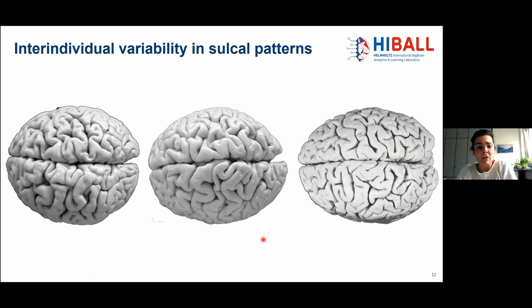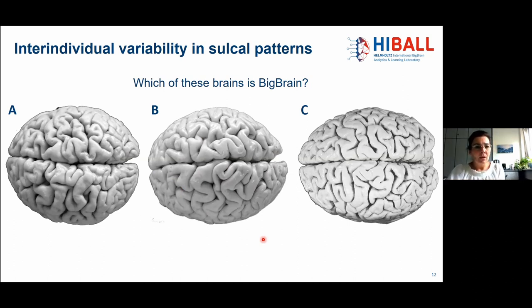Now, if you look at these three brains here, and I tell you that one of them is the big brain and the other two aren't the big brains, could you tell me which one of these brains you think is the big brain? Would it be A or B or C? So if you could put it into the chat, let's see what people think.